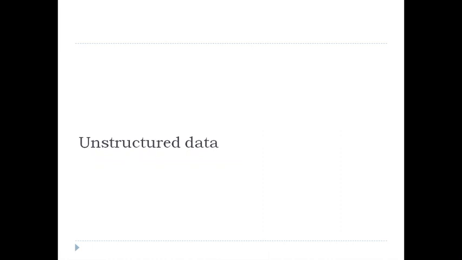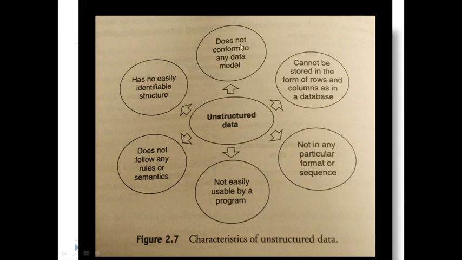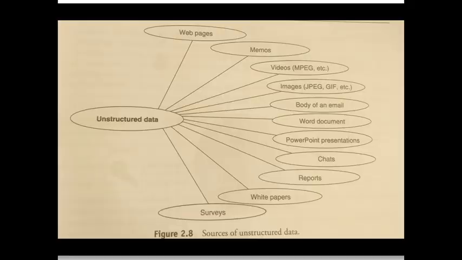Characteristics were, it does not fall in the category of a data model. You cannot store the data in the form of rows and columns. No rules are followed, no semantics are followed, there is no particular format, no identifiable structure, and it is hard for computer programs to use. Next was sources of unstructured data. So you have web pages, you have images, videos, reports, Word documents, surveys, all of these.